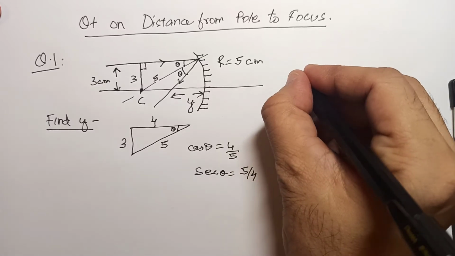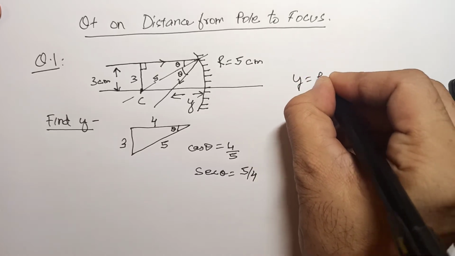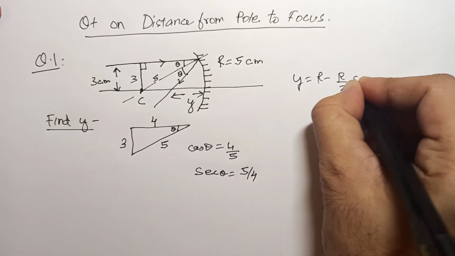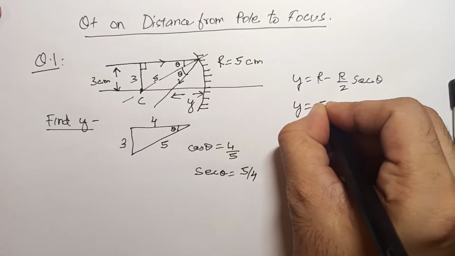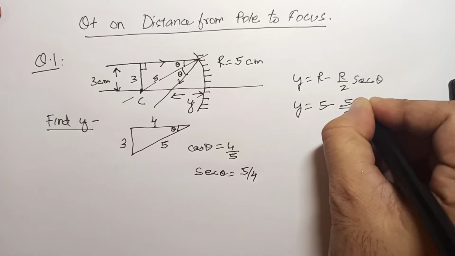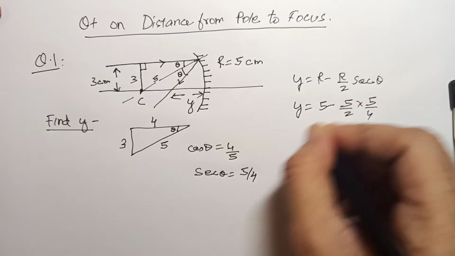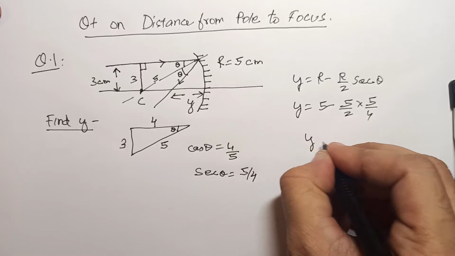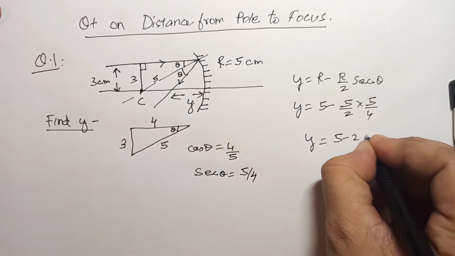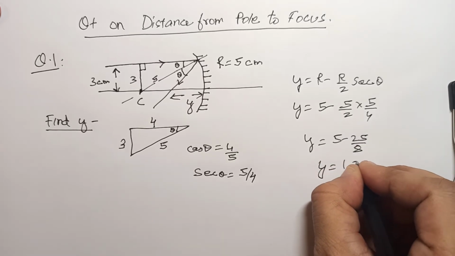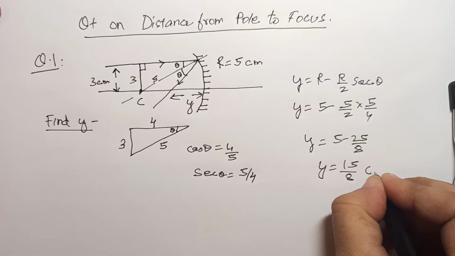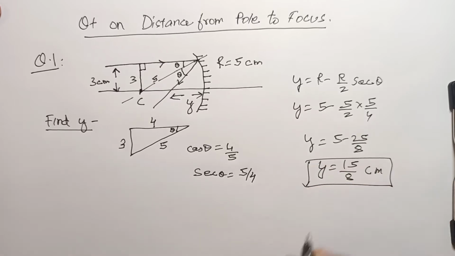Okay, now we know the formula y is equal to r minus r by 2 sec theta, or y is equal to 5 minus 5 by 2 into 5 by 4, which is value of sec theta. This gives us y is equal to 5 minus 25 by 8, or y is equal to 15 by 8 centimeter. Okay, so that finishes this question.